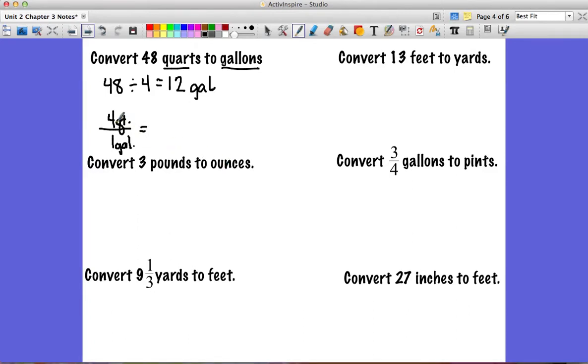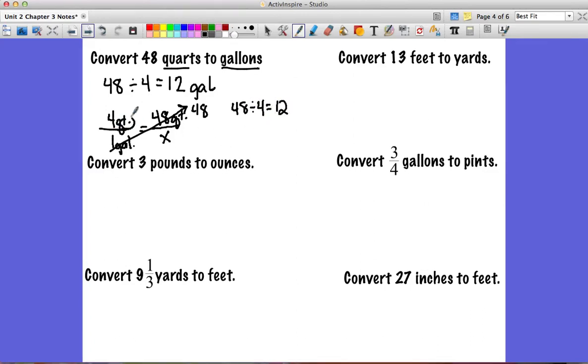So if we're looking at this, we could say 4 quarts over 1 gallon is equal to, we know we have 48 quarts, but we don't know how many gallons that gives us. The first thing we do is cross multiply and we get 48. And we end up doing 48 divided by 4 gives us 12.